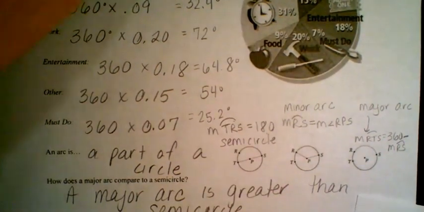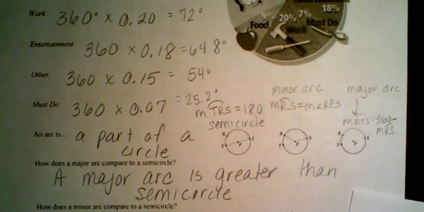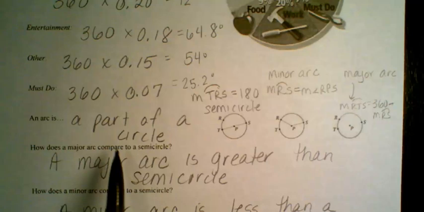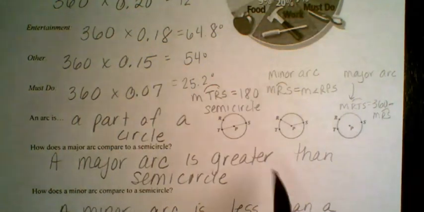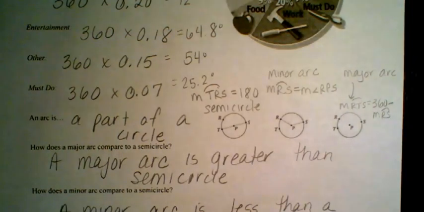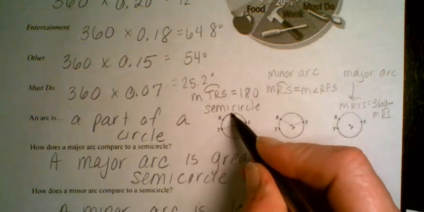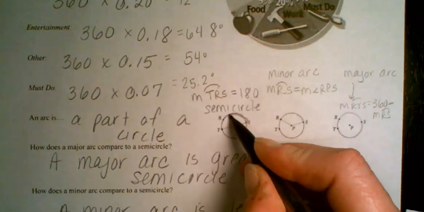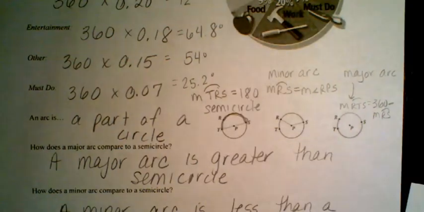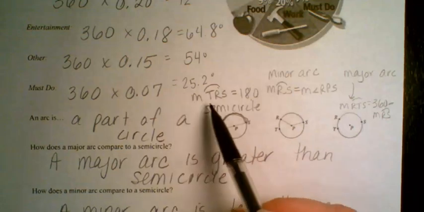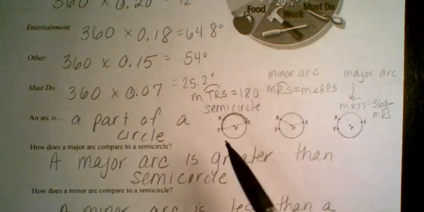So now we're moving on to an arc. An arc is just a part of a circle. And so here there are different examples over here. If you go from T to R over to S, that is half of a circle, also known as a semicircle. So the measure of arc TRS is 180.